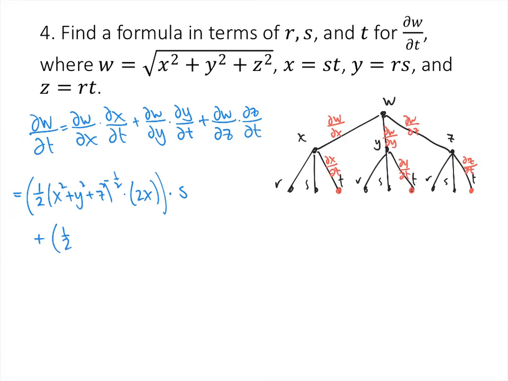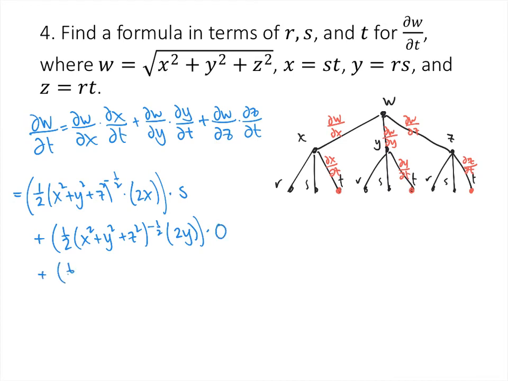Now when we take the derivative of w with respect to y, we get 1/2 x squared plus y squared plus z squared to the negative 1/2, and then multiplied by the derivative of the inside, which this time is 2y. Now the derivative of y, which is rs, with respect to t, well, that doesn't have any t's in it, so that's going to just be 0.